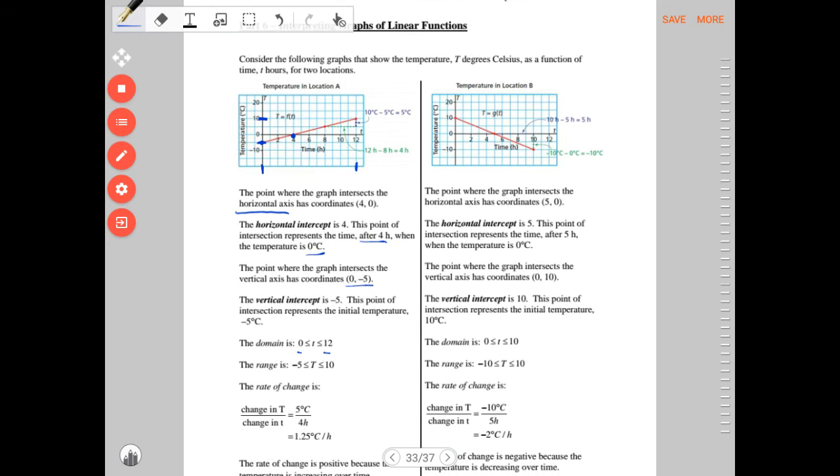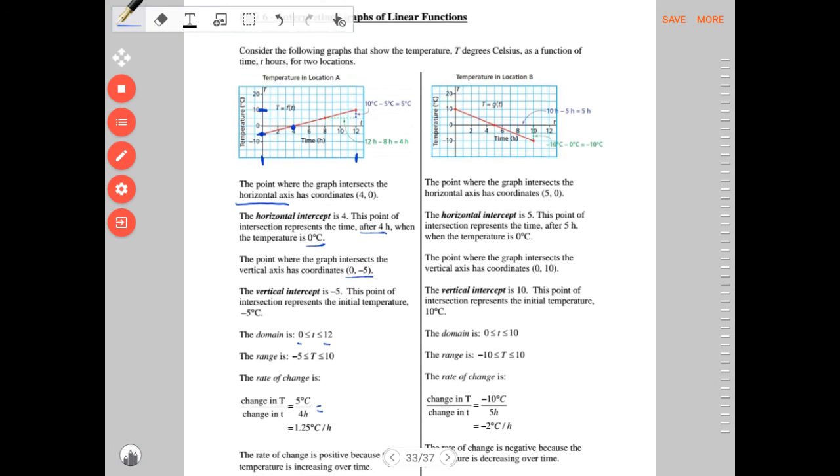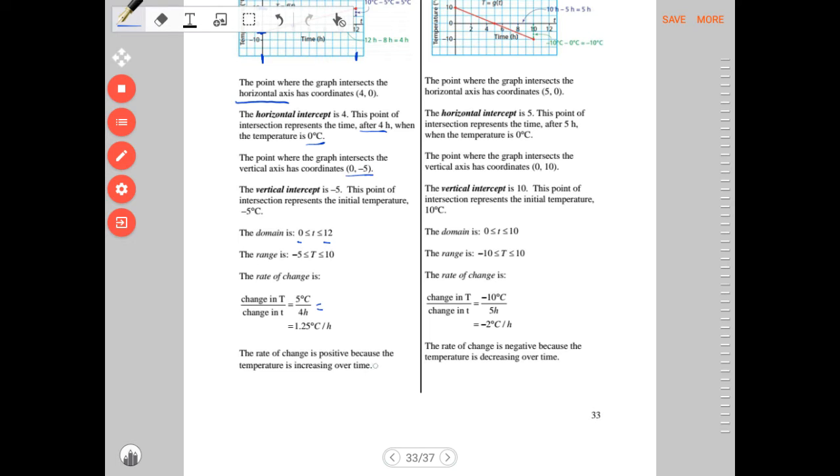The rate of change is we went up 5 degrees and it took us 4 hours to do so. So 5 degrees in 4 hours, that is 1.25 degrees Celsius per hour. The rate of change is positive because the temperature is increasing over time. Perfect. So we learned a whole bunch of new words there: horizontal intercept, vertical intercept, and the rate of change was positive.